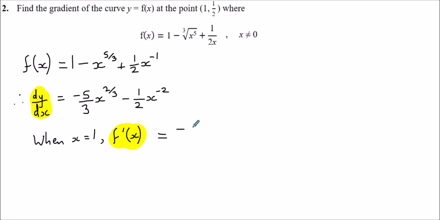So we're going to have minus 5/3, 1 to the power 2/3, minus a half times 1 to the minus 2. And so all we're going to have here is minus 5 over 3 minus a half.